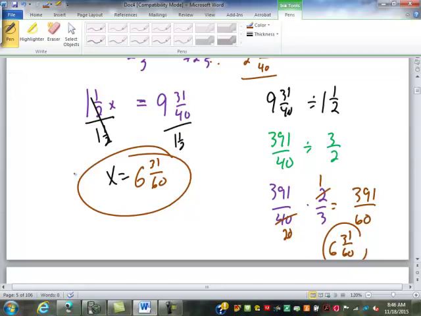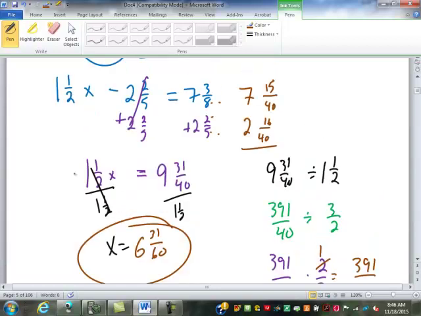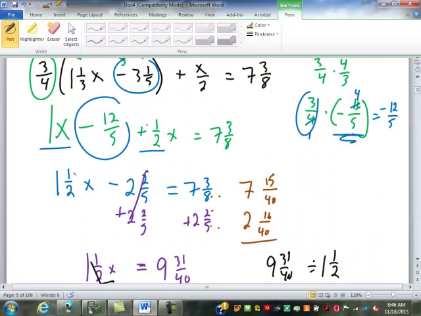Anybody actually get 6 and 31/60? Just now, about 2 seconds after I did. We're back. Where did you get the 3/4 from the top? It doesn't seem hard. It's just here. That was given. That was part of the problem. Oh, alright. Oh, you circled it.